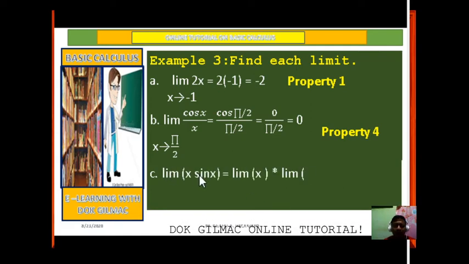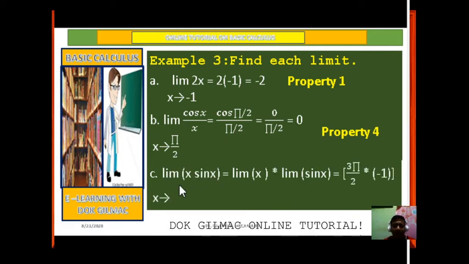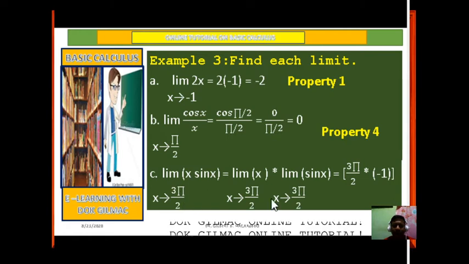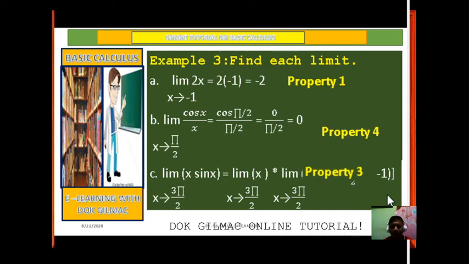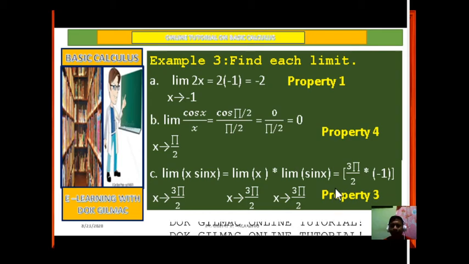Then we have the limit of x times sine x as x approaches 3 pi over 2. So we have the limit of x times the limit of sine x, which is just equal to 3 pi over 2 times negative 1. Simplifying further, we have negative 3 pi over 2. So take note, this is simply negative 3 pi over 2. Property 3 is illustrated.